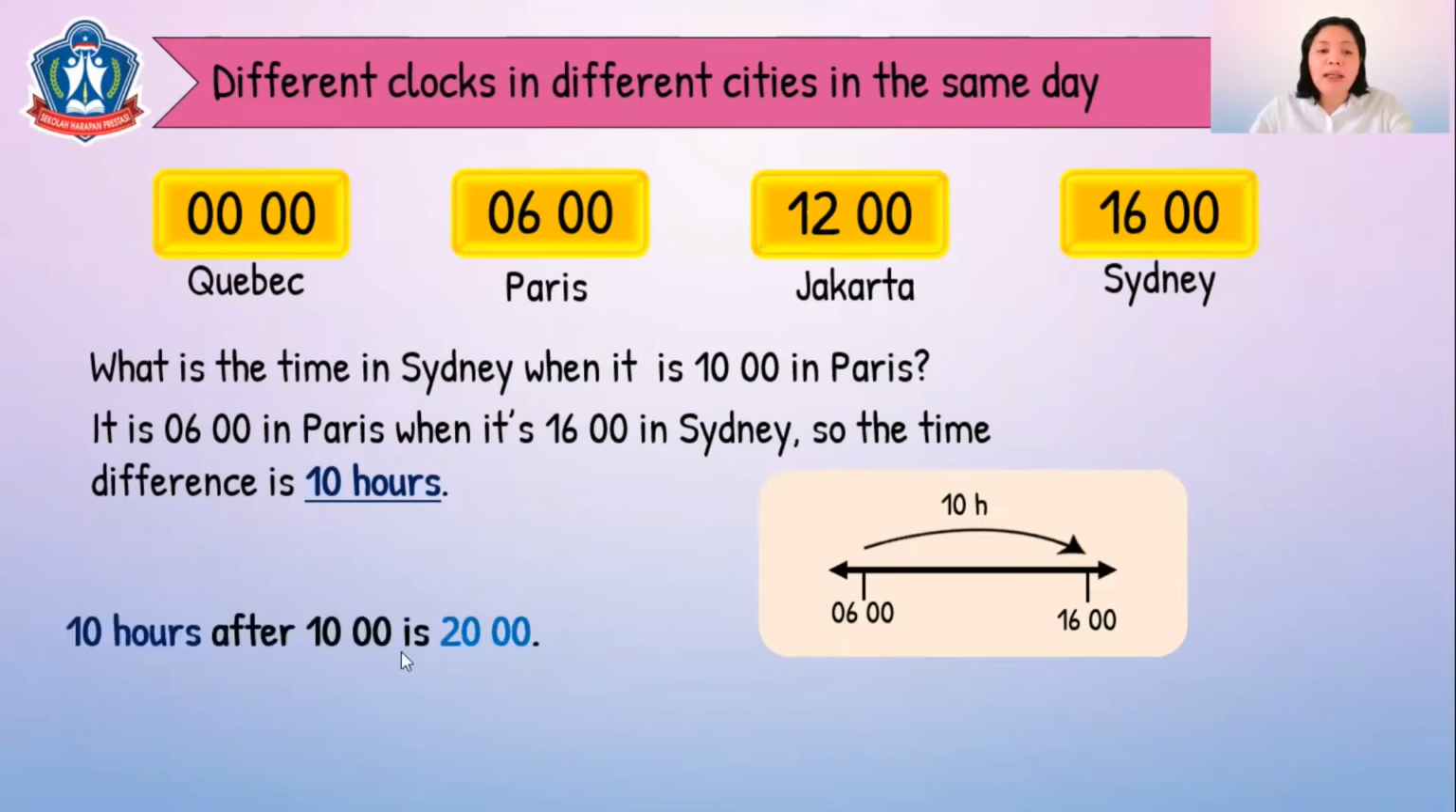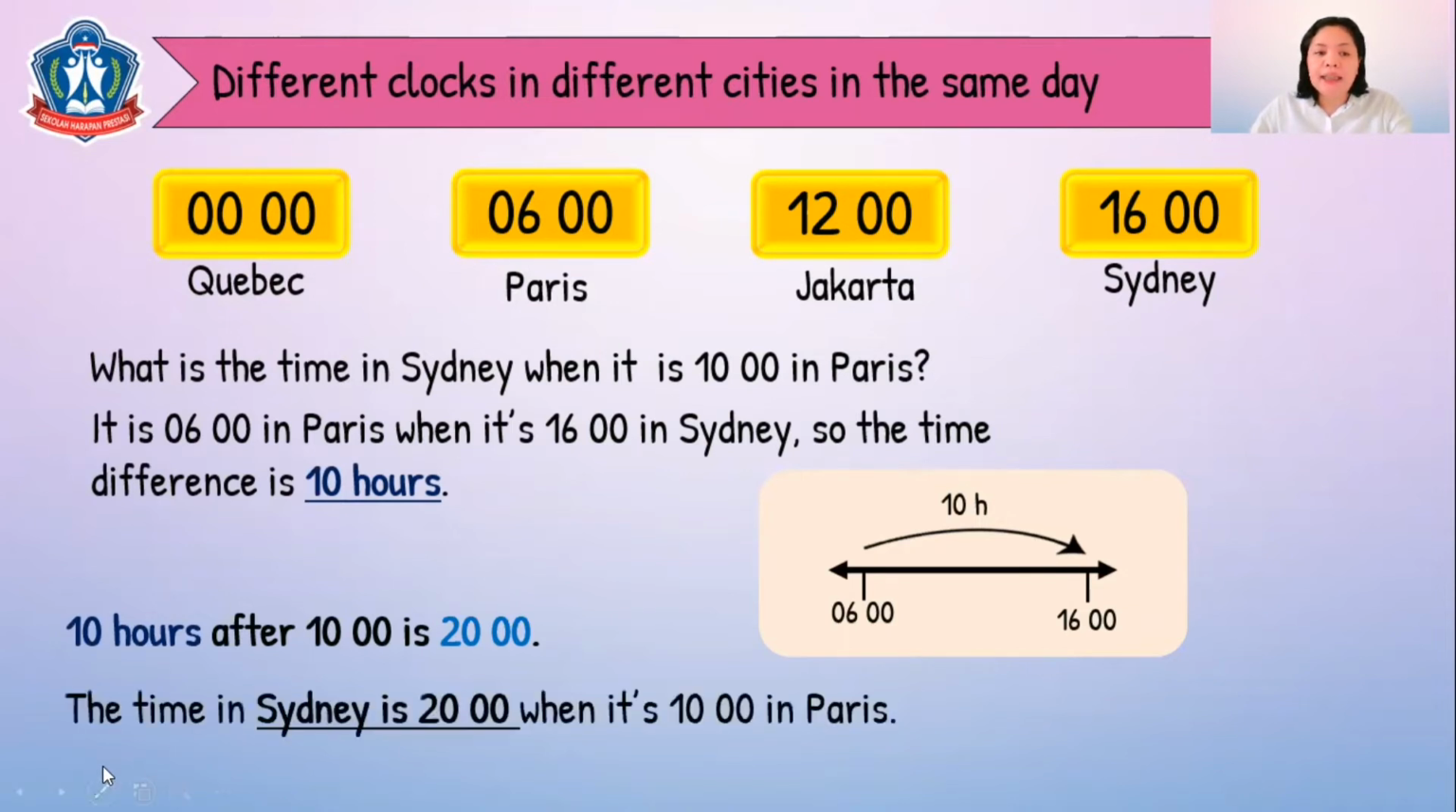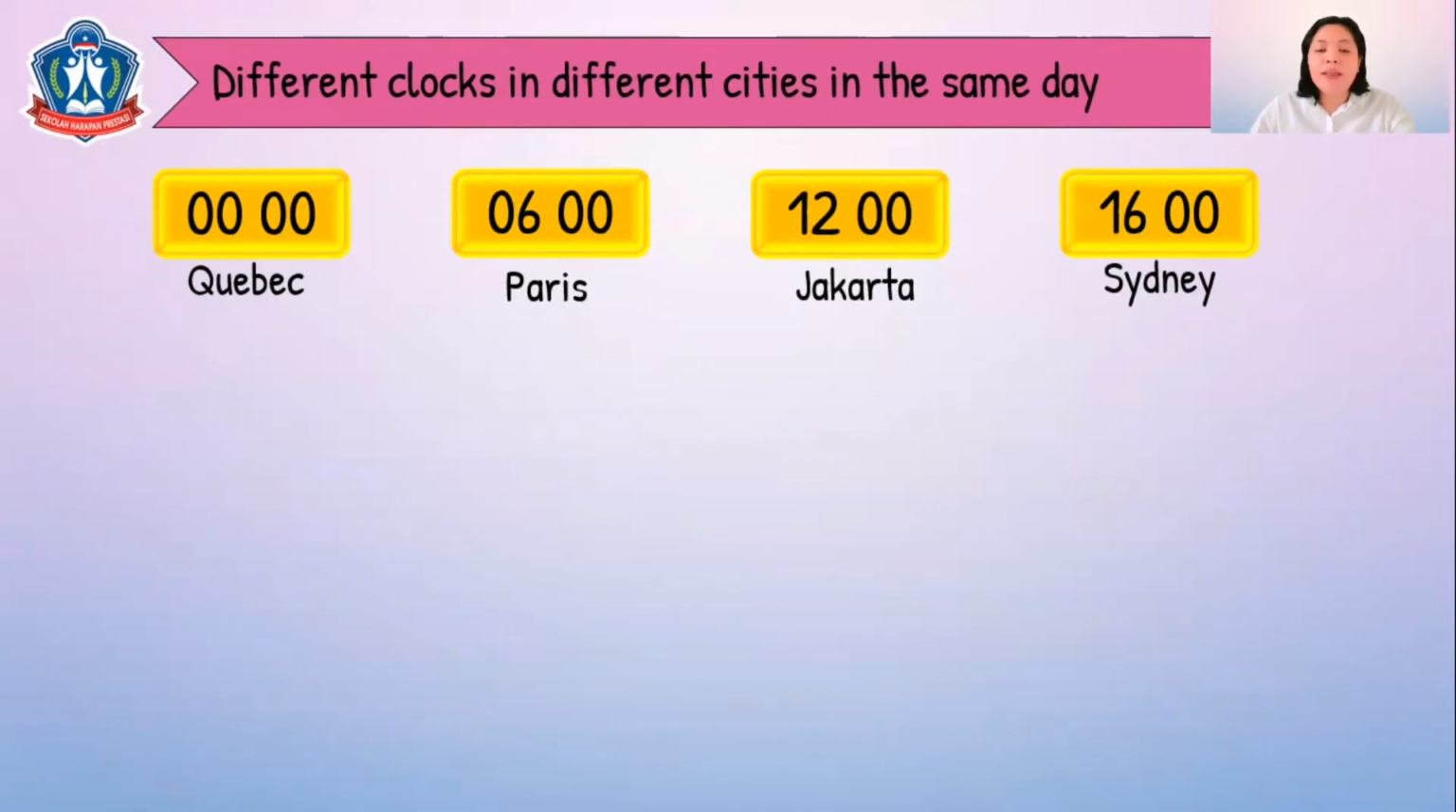So when it is already 10 in Paris, we just add 10 hours to 10 o'clock. So 10 o'clock, we add 10 hours, that is 20 hours, or 8 p.m. That is 8 p.m. in the evening. So the time in Sydney is 20 hours when it's 10 o'clock in Paris, because their time difference is 10 hours. Another, we still have the same clocks.